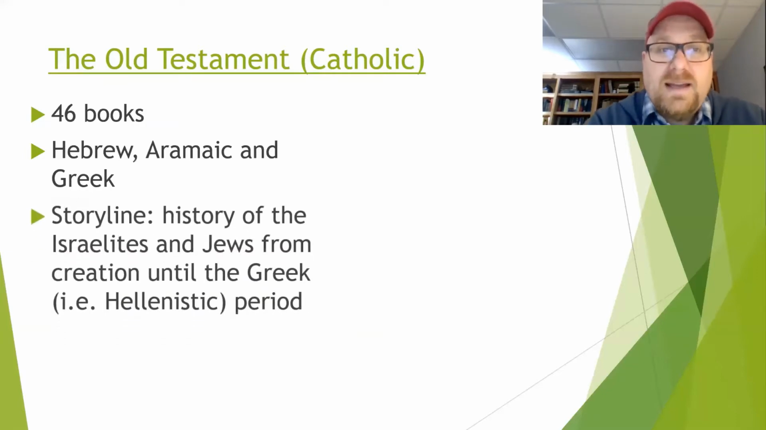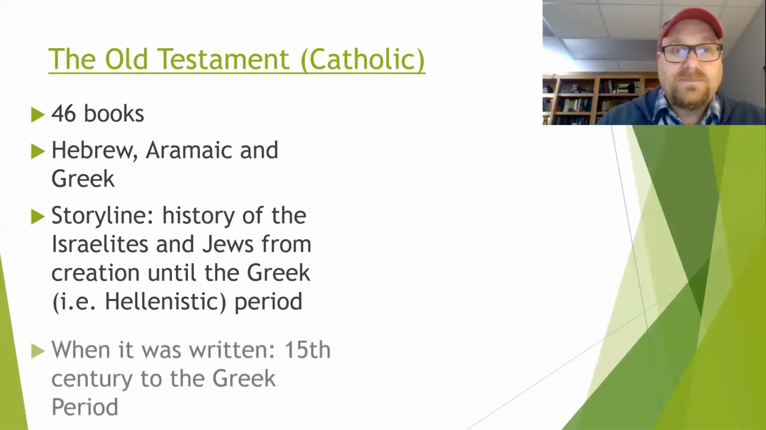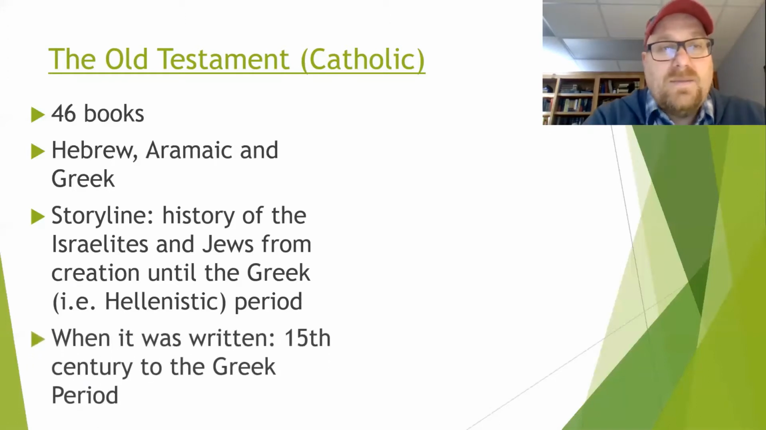The storyline is similar to the Protestant Old Testament, but it goes a little farther along in history. It's the history of the Israelites and Jews from creation until the Greek period. So after the Persians, the Greek period. Their storyline is a little longer. And when it was written, it's just like the Protestant Old Testament: it goes back to the 1400s BC. But instead of stopping in the Persian period, they stop in the Greek period.